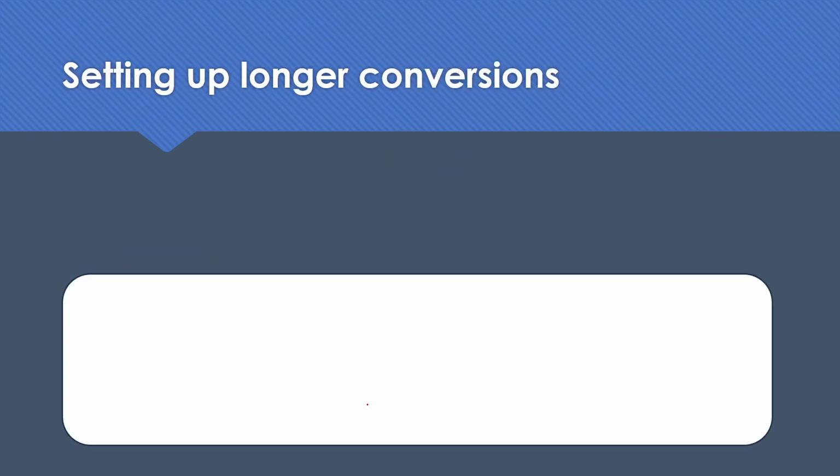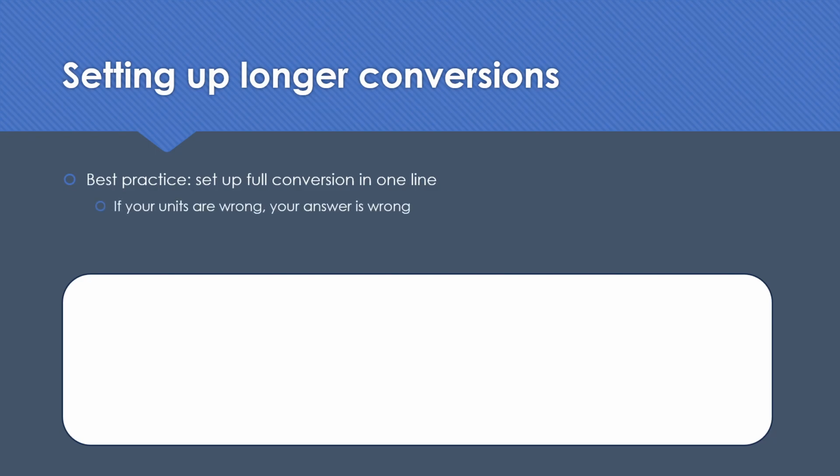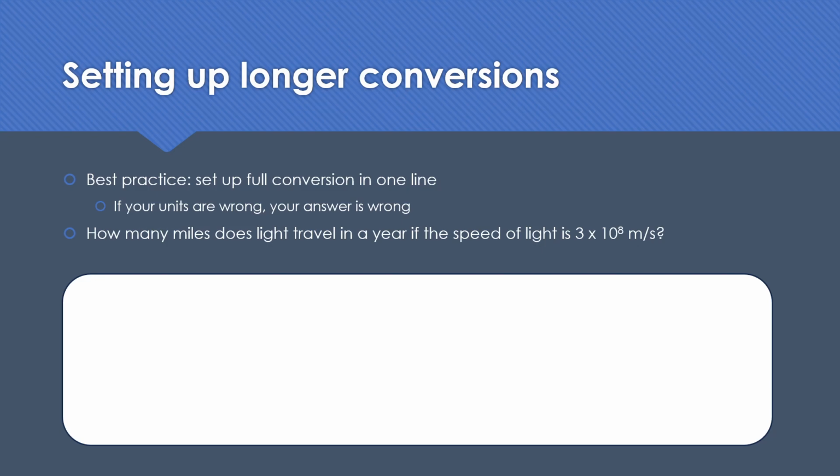All right. A lot of times we're going to be doing longer conversions, and the best way to do this is to set it all up in one line. And again, if your units are wrong, your answer is wrong. So how many miles does light travel in a year if the speed of light is 3 times 10 to the 8th meters per second? Okay. So we're going to start with our initial value, 3 times 10 to the 8th meters per second. And let's start by converting meters to miles. So I'm going to multiply it by that equivalence, which is 1 mile per 1,609 meters.